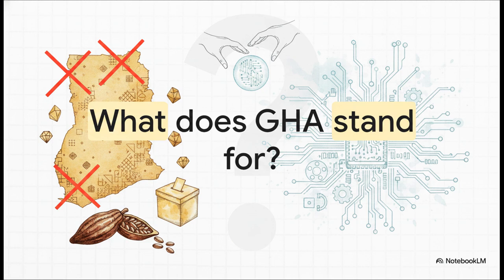So let's start with a bit of a mystery that gets posed right at the very beginning of the presentation. What exactly does GHA actually stand for? Now, you might be thinking, and the speaker playfully points this out, that we're talking about the incredible country of Ghana. And hey, while Ghana is amazing and famous for its gold, diamonds, cocoa, and really strong democracy, we kind of have to scratch that assumption today. Because as we'll quickly find out, we are definitely not talking about a country.